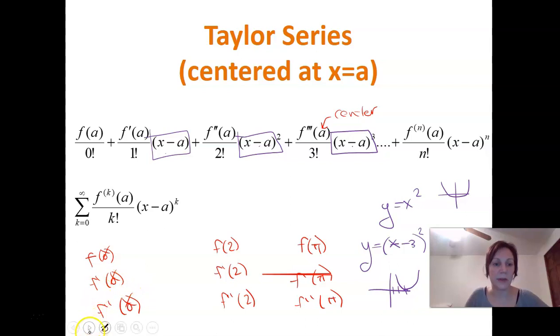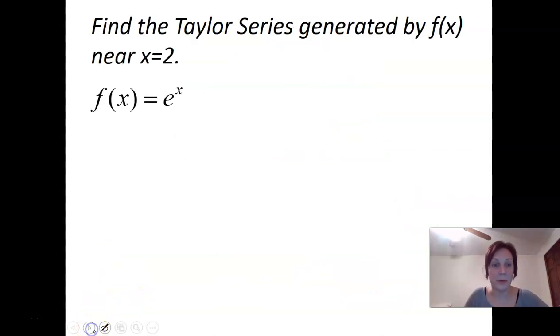So let's do a couple of these. Again, it's not much new other than those two little adjustments. Okay, so here we go. Find the Taylor series generated by f of x near x equals 2. So what they're telling you is this is your center. When they say near x equals 2, or they might say that you would approximate values near x equals 2, or they might say that you could use it to approximate 2.1, they're saying center it at 2.